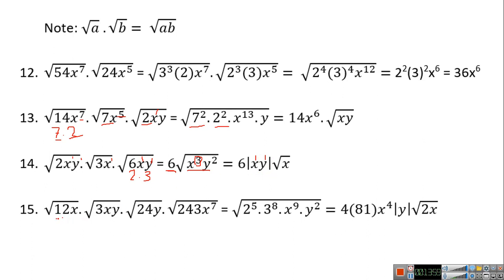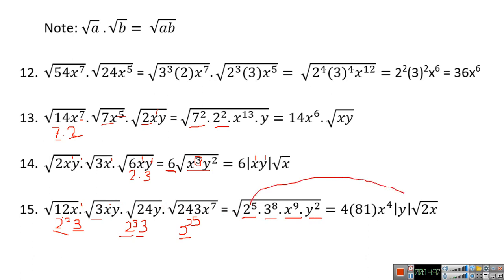Here root 12, 12 is 2 squared times 3. 24, 2 cubed. Always do prime factorization, prime numbers. 243, you can check it, is 3 to the power 5. So how many 2s do I have here? 2 squared, 2 cubed, so 2 to the power 5. How many 3s? 3, 1, 2, 3, and here 5, so 8. How many x? x to the power 1, x to the power 1, you add the powers, and x^7, so 9. I have 2y, y squared.